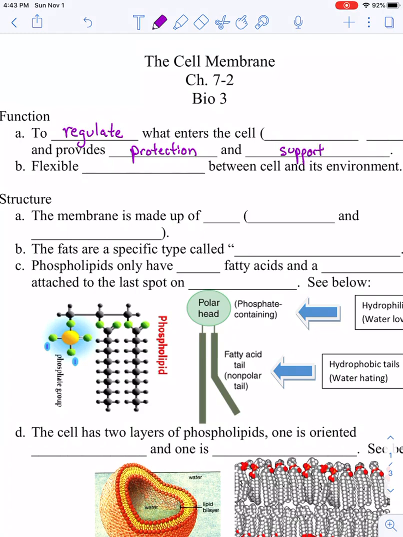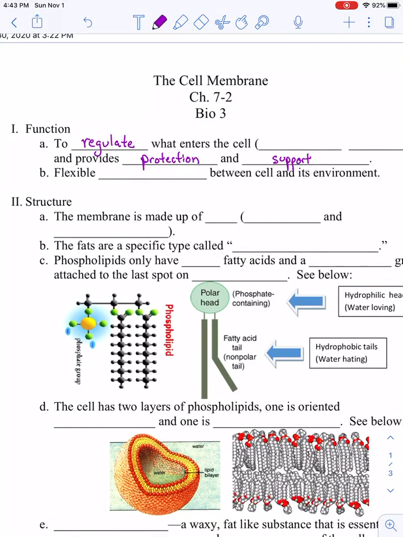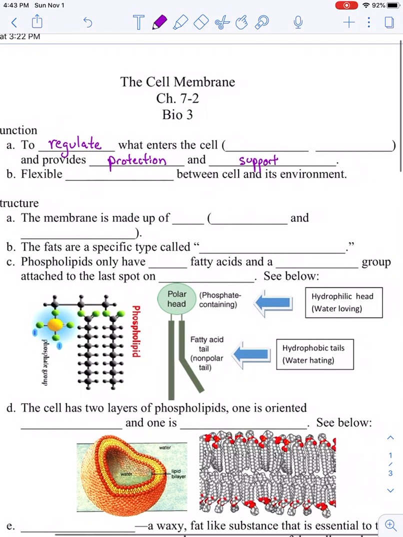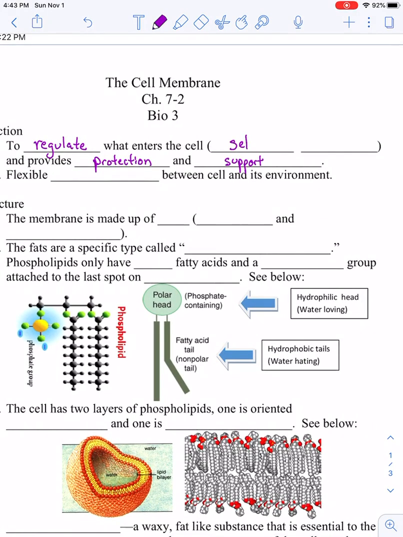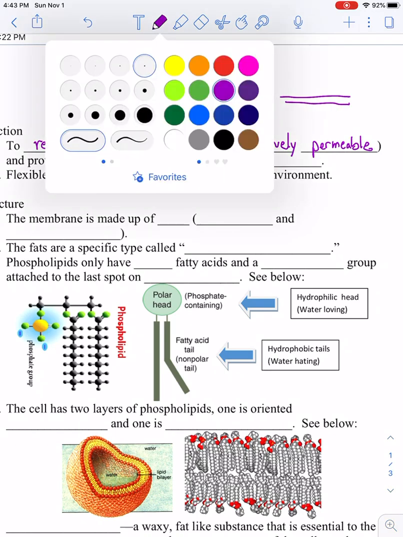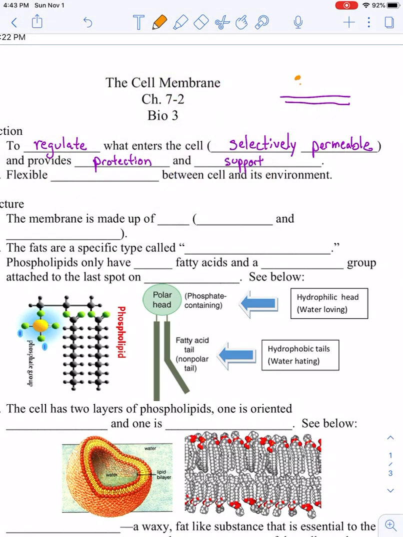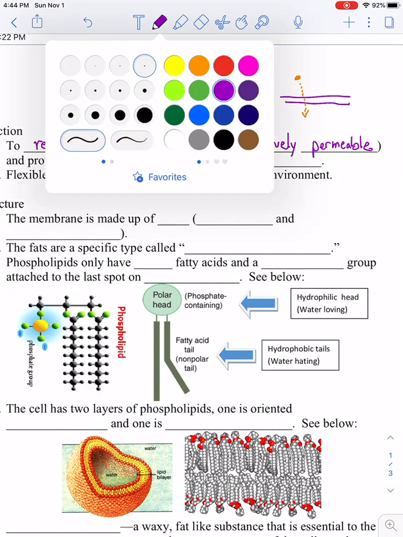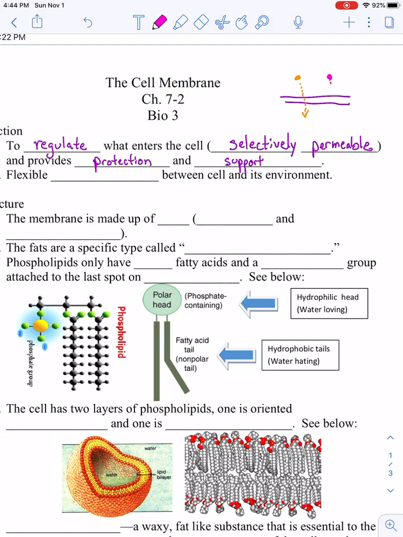Now, the fact that it lets some things in and some things out is called selectively permeable. Which essentially means that if you've got the membrane, some molecules are allowed to enter, while other molecules are not. So that's what selectively permeable means.